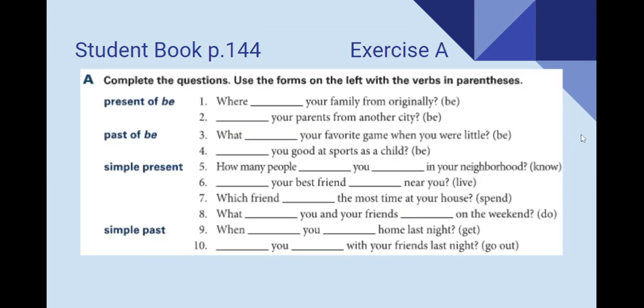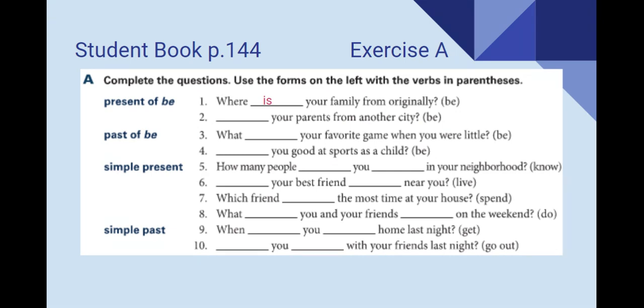Please work on exercise A. Here you're going to complete the questions using the forms on the left with the verbs in parentheses. Number 1. Present of verb to be. Where is your family from originally? I need to use verb to be. In this case, I'm going to complete with is because your family is one group, right? A singular group.